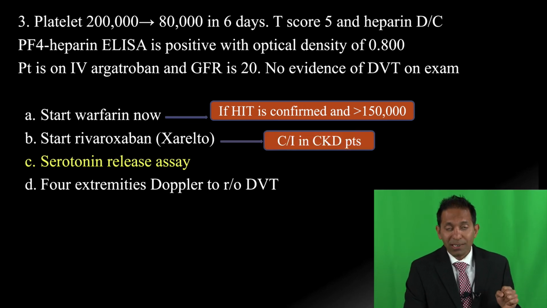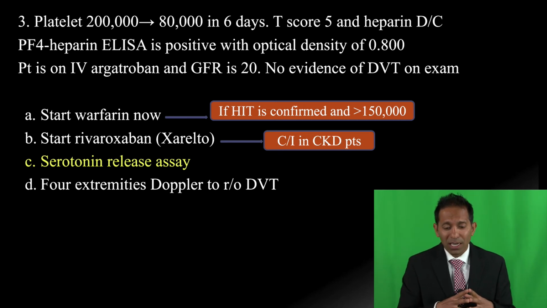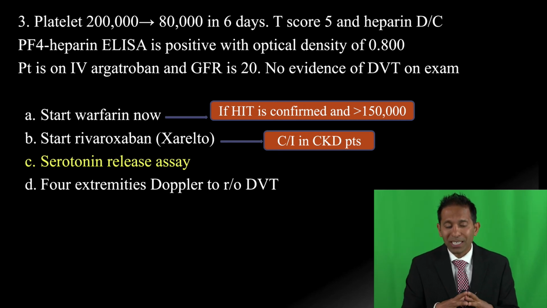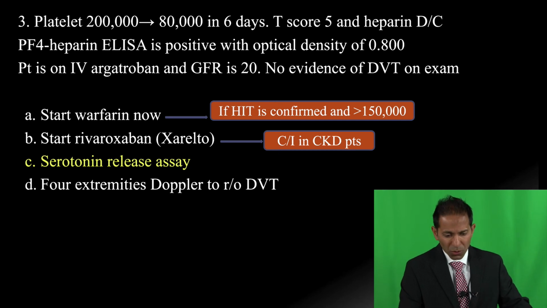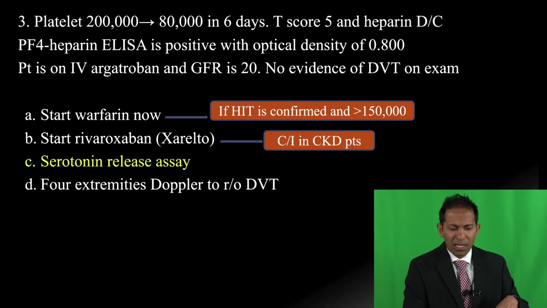Second option is also incorrect. We don't give Xarelto if patient has CKD, and we don't give oral anticoagulant unless patient platelet count has improved to more than 150,000. So just the same concept as warfarin. So option B was incorrect.